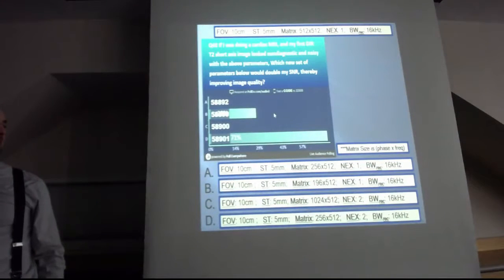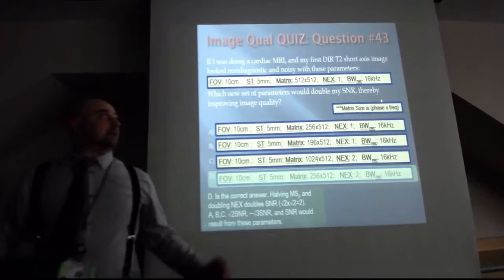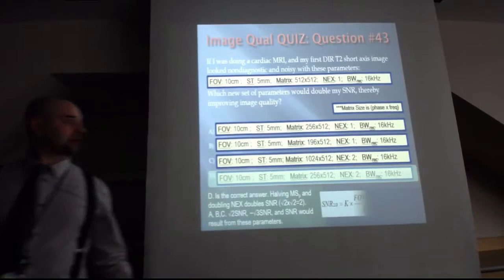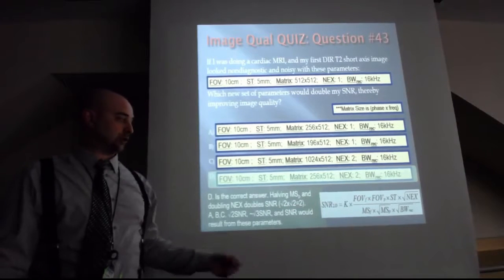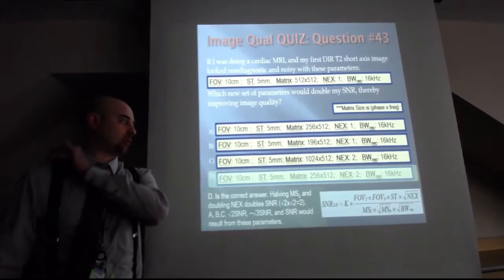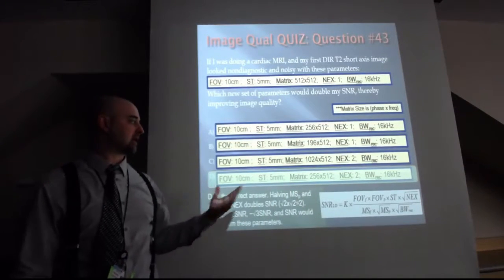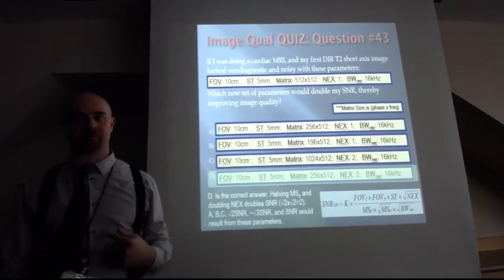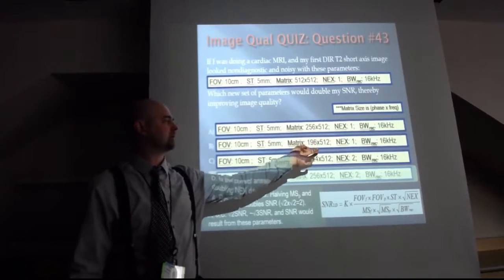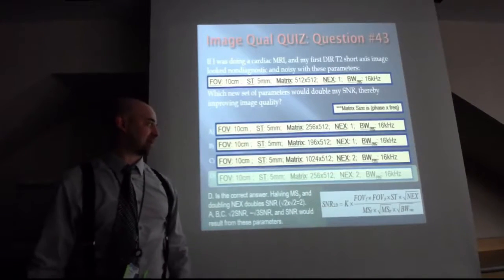Most of you said D, which is correct. Very good. Okay, so why is it not B and why is it D? Well, since it's under the square root sign, in order to double the signal to noise ratio, we would have to divide the matrix size in the phase direction by 4. Now, none of the choices allow you to do that here. 196 is not a quarter of 512. It would have to be like 128, or whatever half that is, 98. So that is not the correct answer.